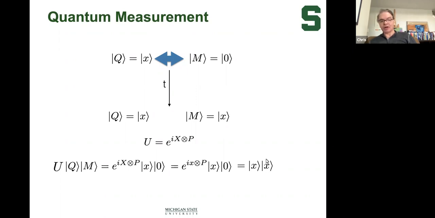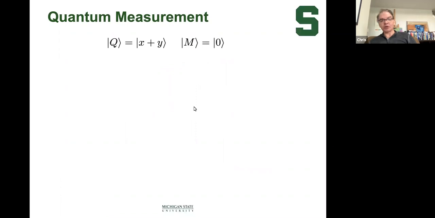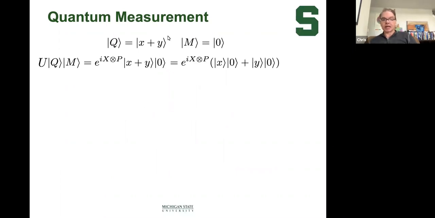Now, great. What's the problem? Well, here comes the problem. Suppose Q is in a superposition of two position states. Well, I only have one measurement operator, so I'm going to apply that too. So obviously, first of all, I'm going to write this as the sum. That's the linearity of quantum mechanics used right there.